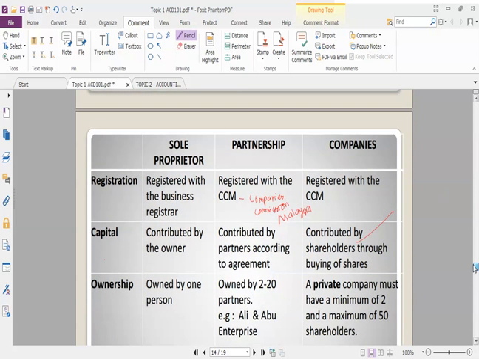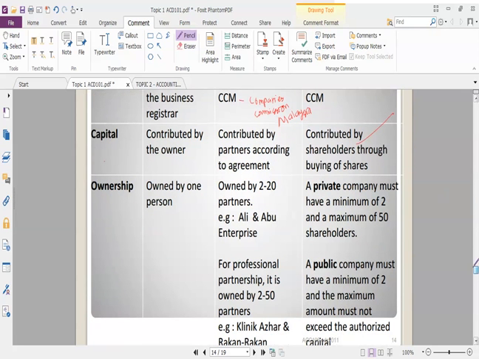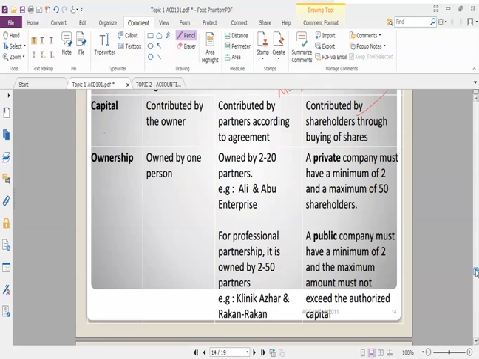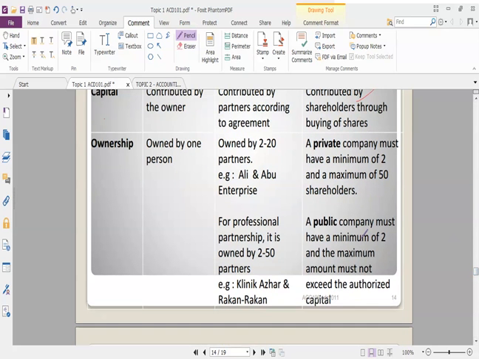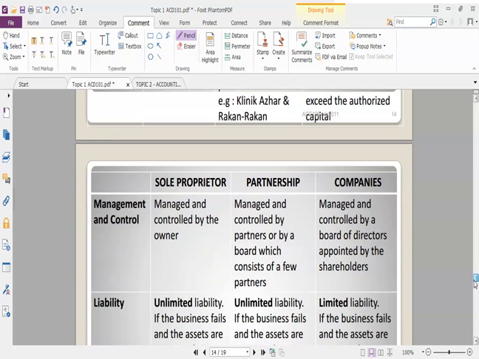But for a company, ownership is by shareholders, and a private company must have at least two shareholders. We have two types of company, public and private. A public company must have a minimum of two shareholders, and the maximum must not exceed the authorized capital.